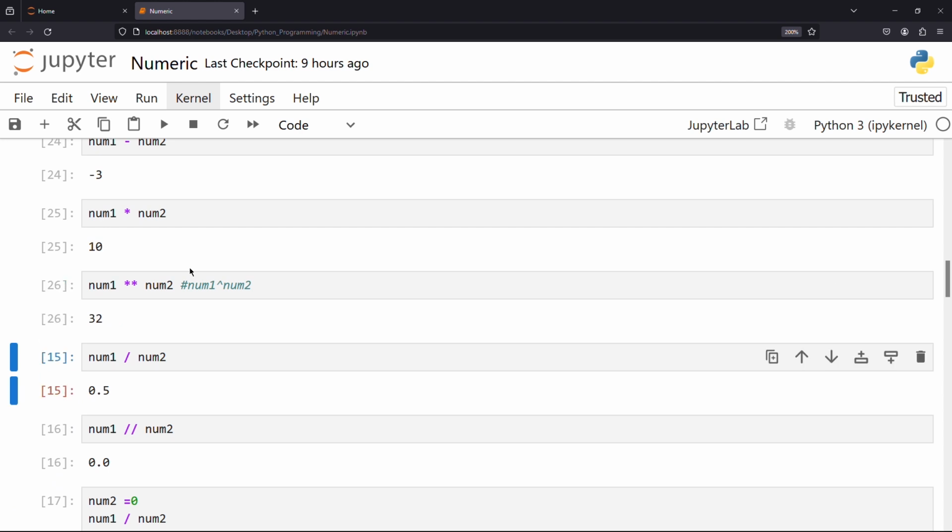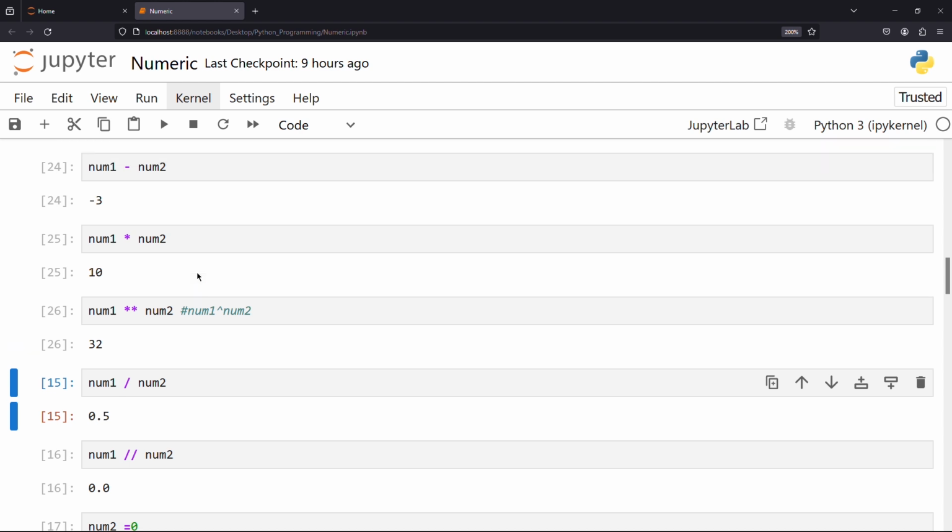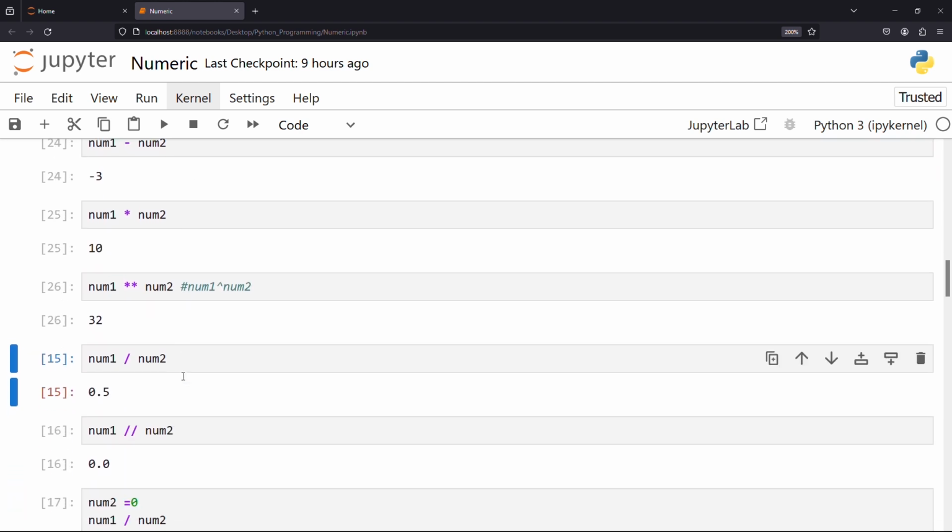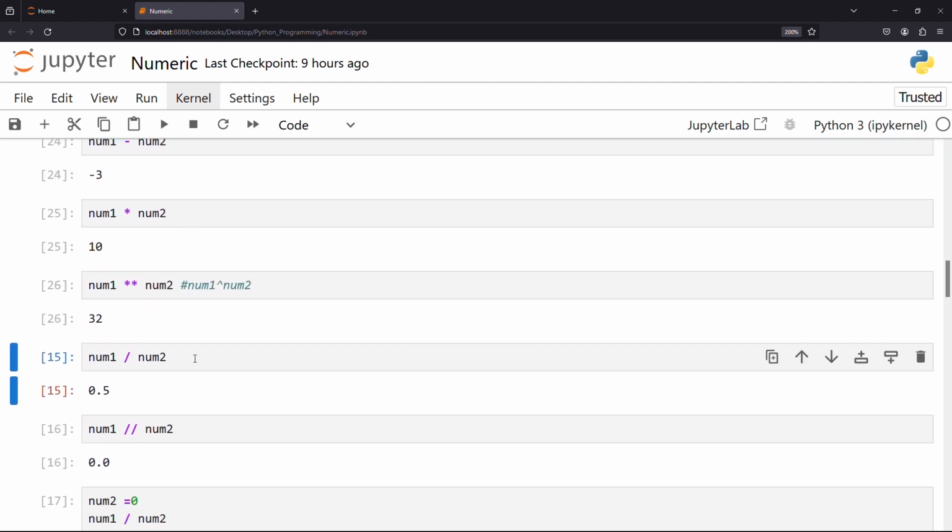Let's see whether we are getting that or not. Yeah, we are getting 32. And similarly, 2 by 5 will be how much? It will be 0.4. So it is giving 0.4.